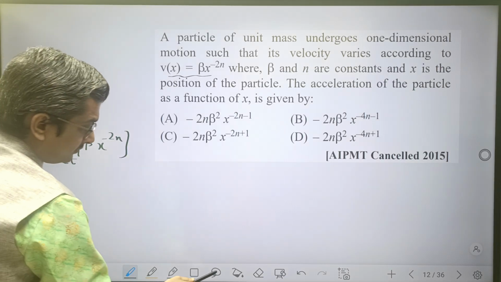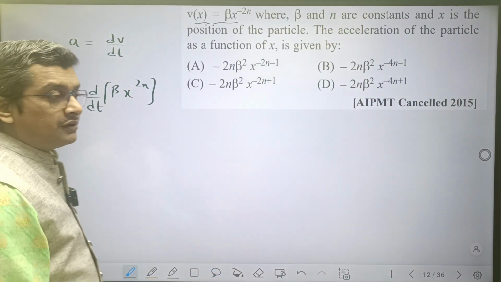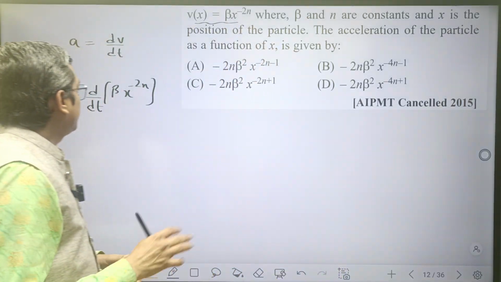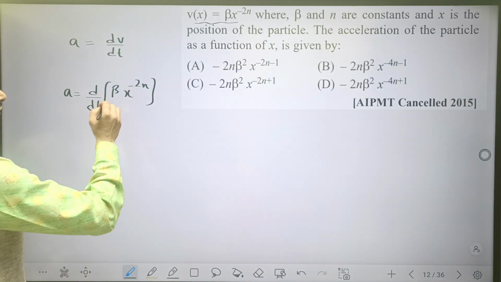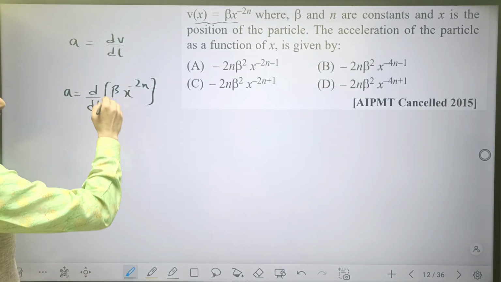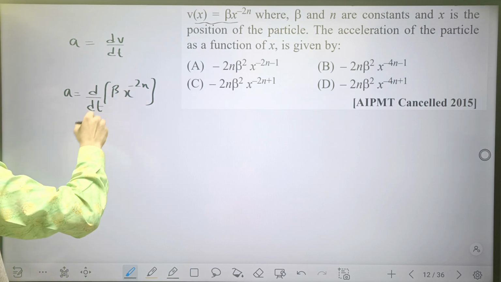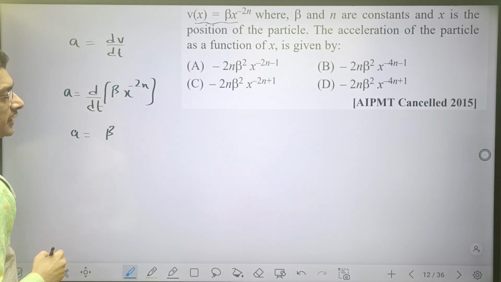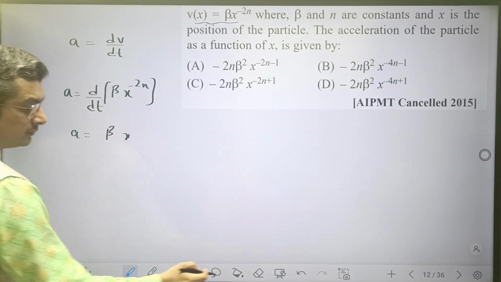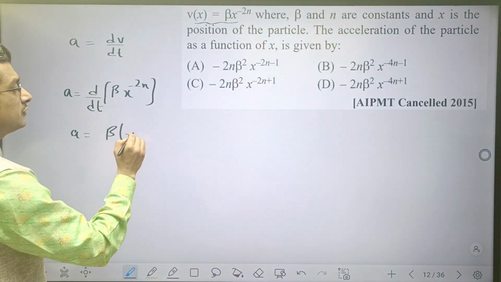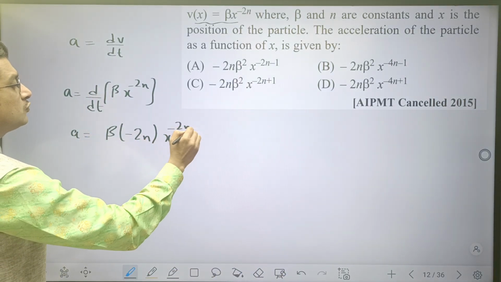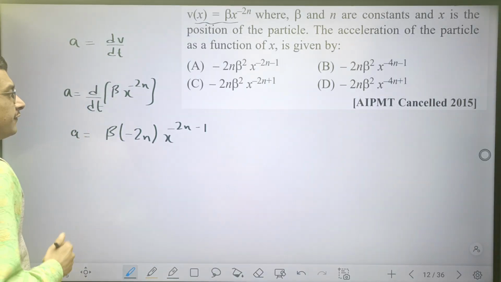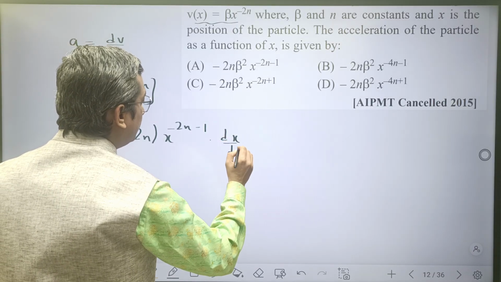So here observe the chain rule which we have learned in the lecture on differentiation under the topic basic maths. It is very important, so first go through that if you have not visited there. As you can see here, the function is in x, but we have to differentiate this function with respect to t. So what happens? Beta is constant, take it outside. Here x to the power minus 2n, so this is minus 2n, x to the power minus 2n minus 1, since the differentiation of x to the power n is n x to the power n minus 1. And then finally put here dx by dt.